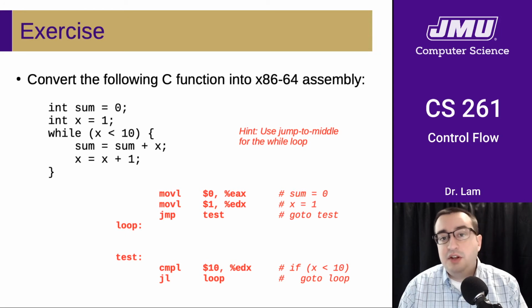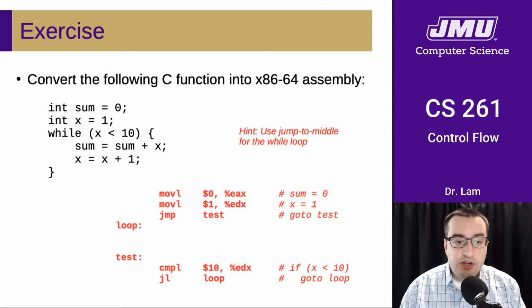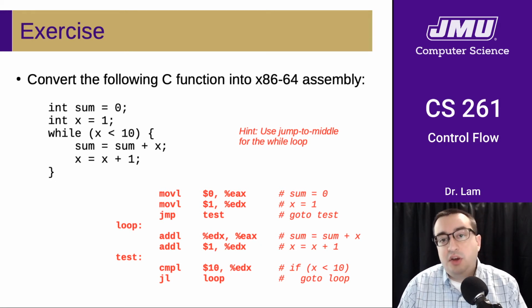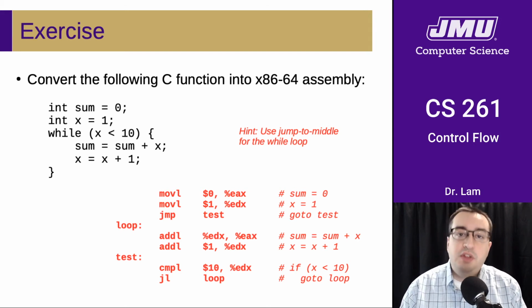And then the rest of it is relatively straightforward to fill in. Inside of the loop, we need to add x to sum. So we need to add EDX to EAX, and then we need to increment x. We could do that with the increment instruction, or we could just add 1 to EDX. So that's the assembly, or that's one assembly equivalent.